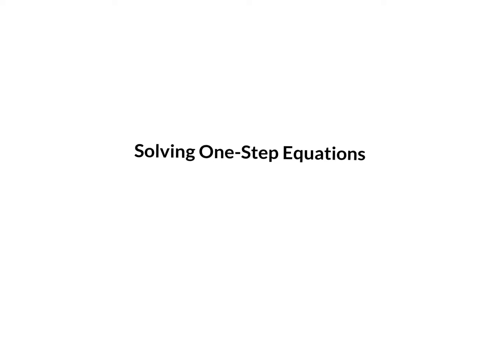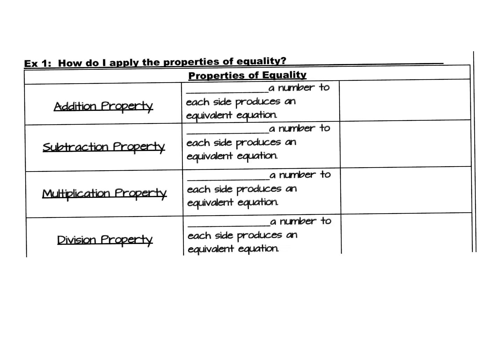In this lesson, we're going to be solving one-step equations. Example 1, how do I apply the properties of equality? So the first property we'll look at is the addition property. And what that states is that adding a number to each side produces an equivalent equation.